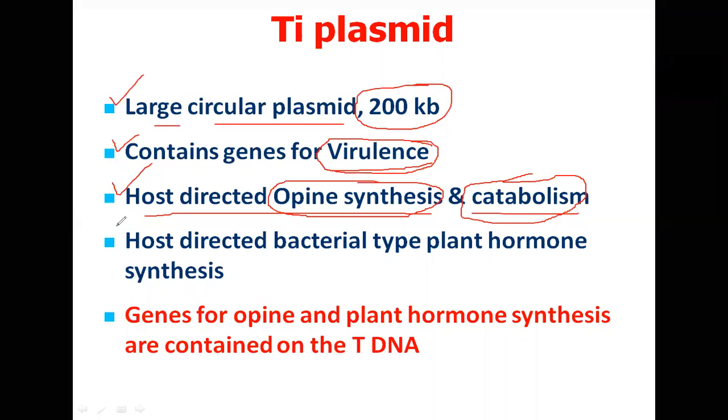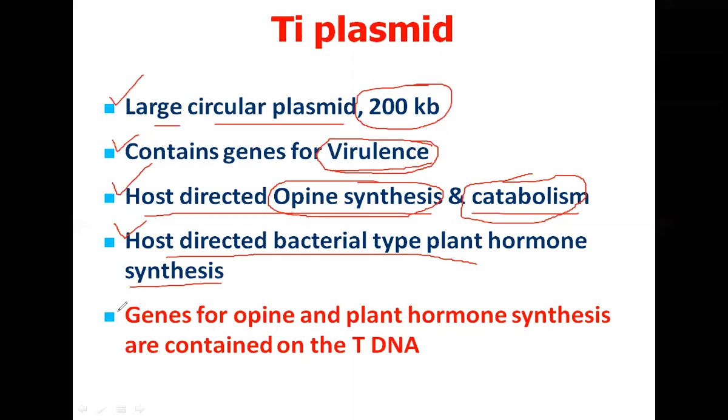Besides the genes for opine synthesis, this Ti plasmid also contains genes for host-directed bacterial type plant hormone synthesis. Again, host-directed. That means the bacterial Ti plasmid contains genes for auxin and cytokinin, but those genes are not expressed. Those genes are expressed only when the bacteria has infected the plant tissue, and therefore we say they are genes for host-directed bacterial type plant hormone synthesis.